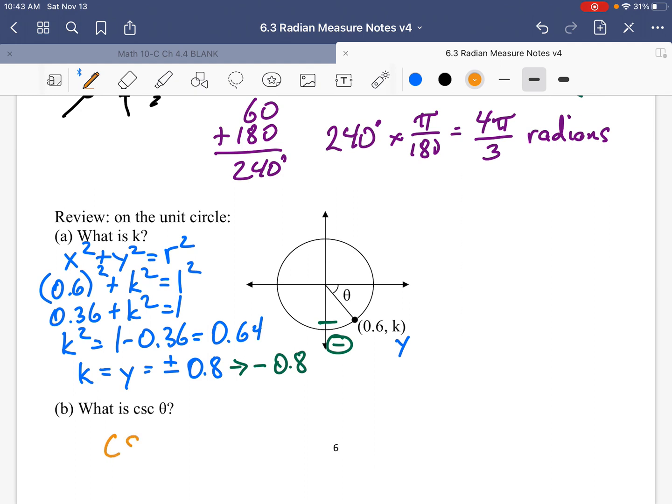Okay. Now, last question. What is cosecant of theta? Well, cosecant is, if you look in your formula sheet, the inverse of sine. So this is going to be r over y, which is 1 over minus 0.8. And note, we don't like a decimal in with a fraction. So grab your calculator. 1 divided by minus 0.8 is negative 1.2. As a fraction, that becomes minus 5/4. That's what I need you to be able to do.